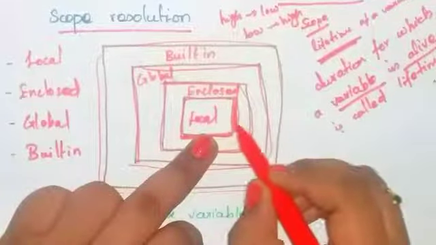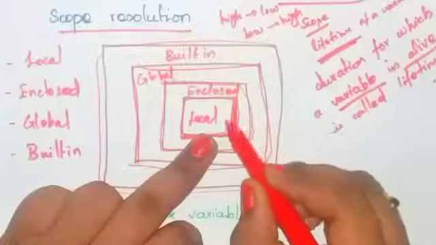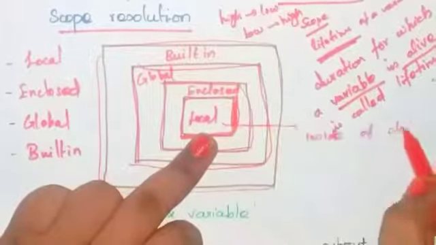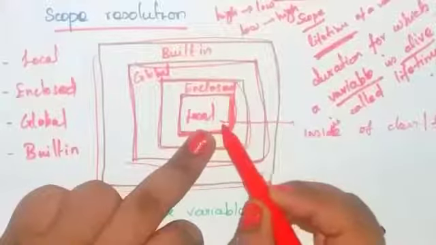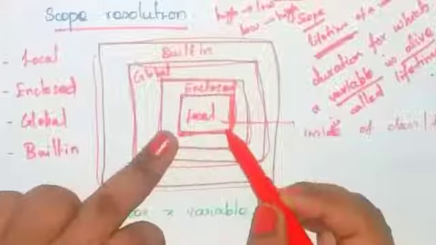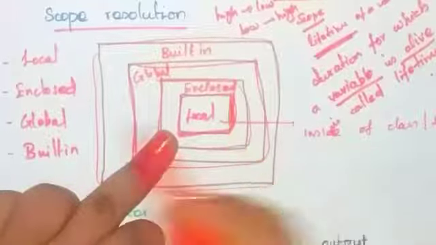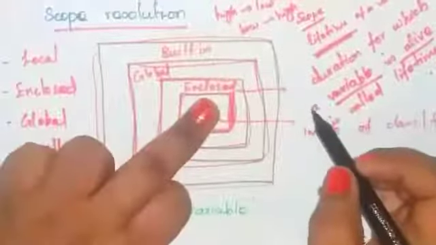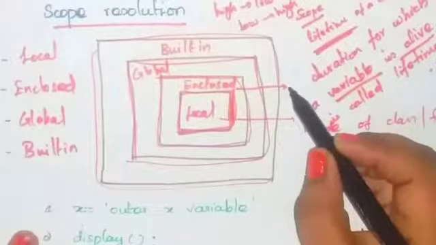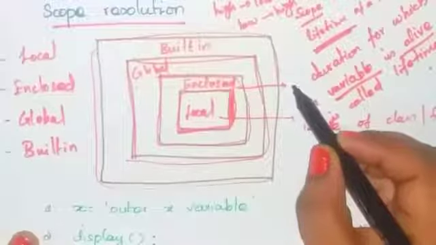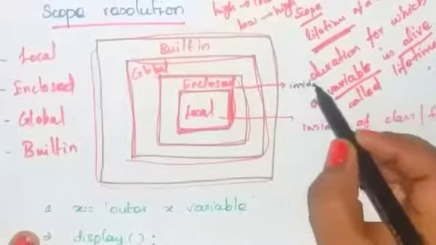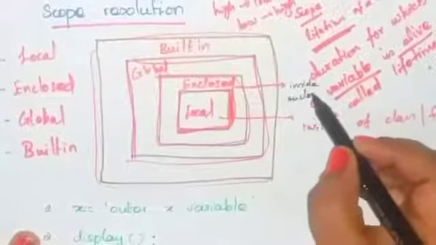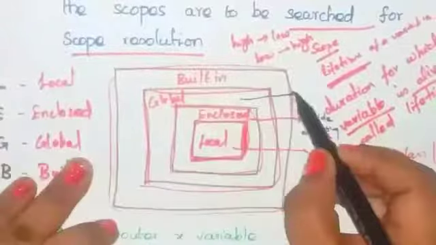In local scope, the variable is defined inside a class or function. We can define the variable within the function or within the class in local scope. And what is enclosed scope? In enclosed scope, the variable is defined inside the enclosing functions.